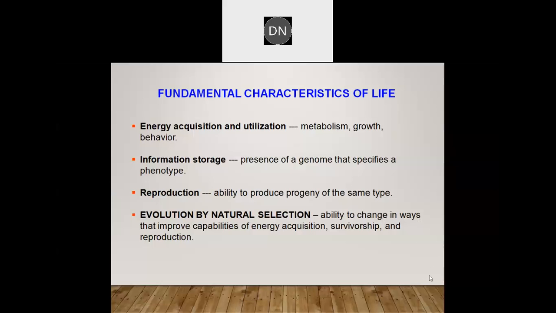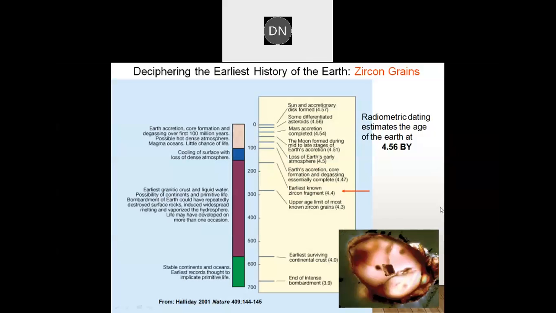Here are the fundamental characteristics. Just we know here is the big idea. All living things have certain traits in common: cellular organization, the ability to reproduce, growth and development, energy use, homeostasis, response to their environment, and the ability to adapt. There are energy acquisition and utilization, information storage, reproduction, and evolution by natural selection. These are all things. Next, madam.